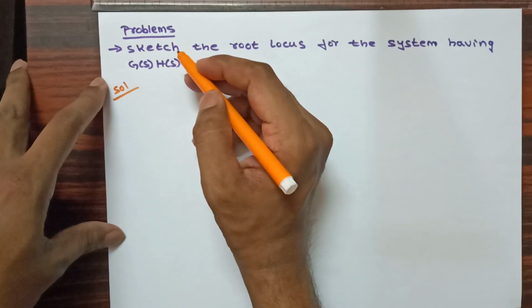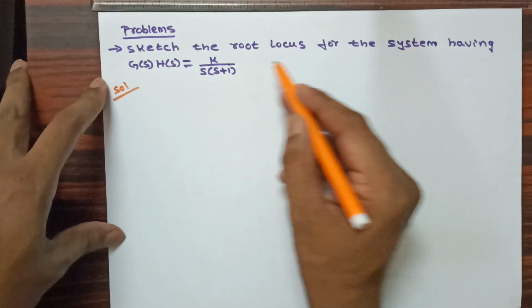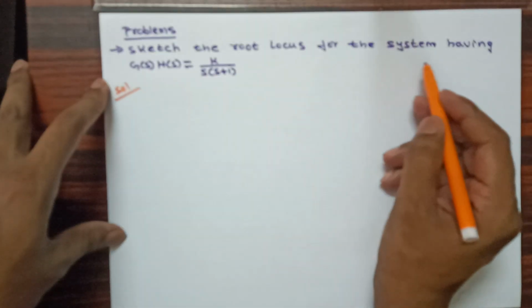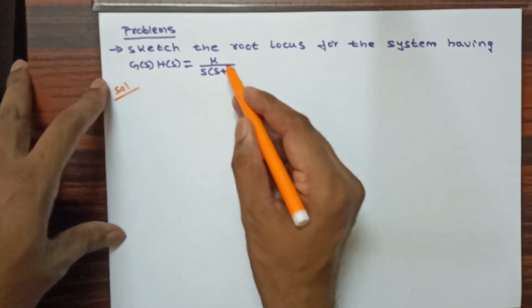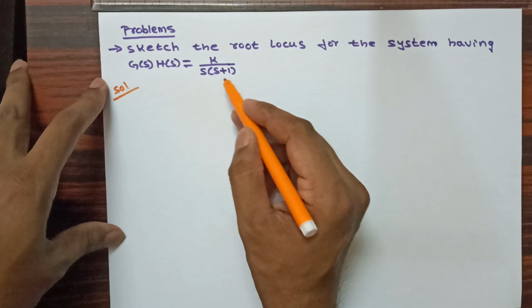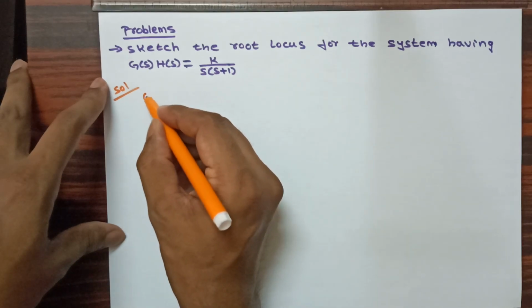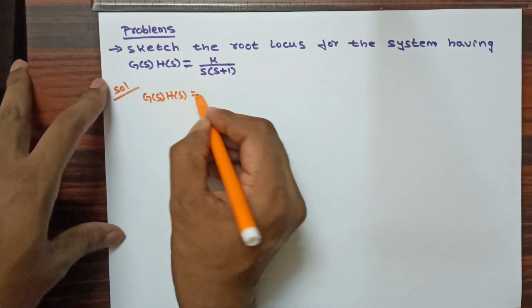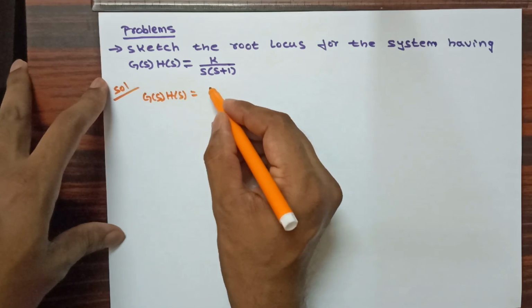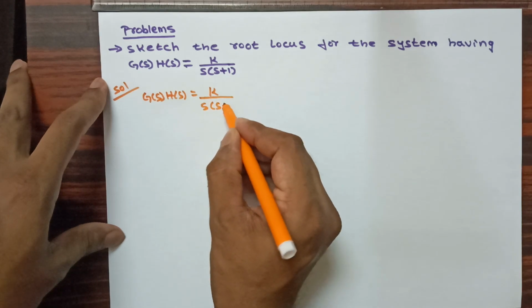Today we are going to solve some problems on root locus method. Sketch the root locus for the system having G(s)H(s) equal to K divided by s into (s plus 1). Given open loop transfer function G(s)H(s) is equivalent to K divided by s into (s plus 1).